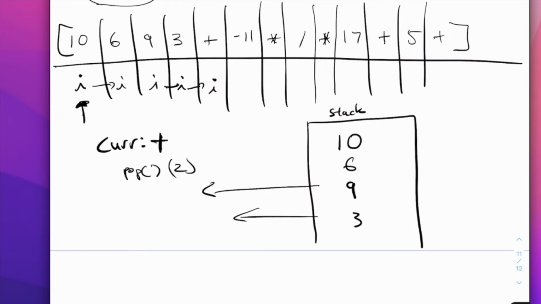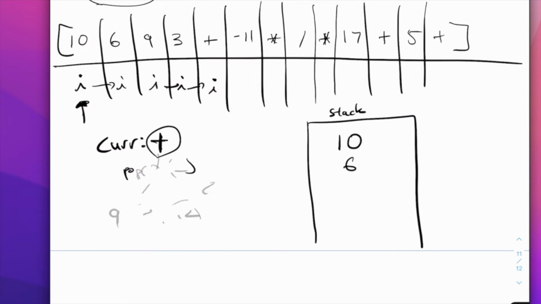And we need to add them now, right? Because we have a plus sign. So we pop 2 off, and then we add 9 plus 3, because we use the plus sign here. 9 plus 3 equals 12. So now what do we do with this 12? It is not an operator, right? So we need to push it back onto the stack and use it for further computation.